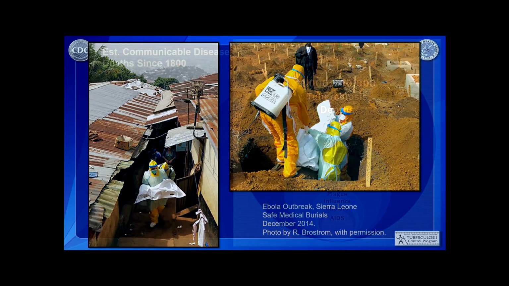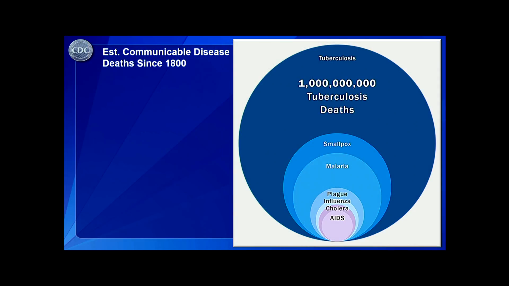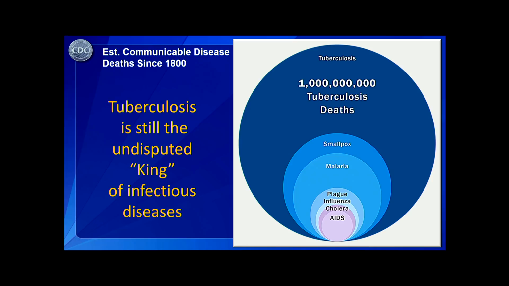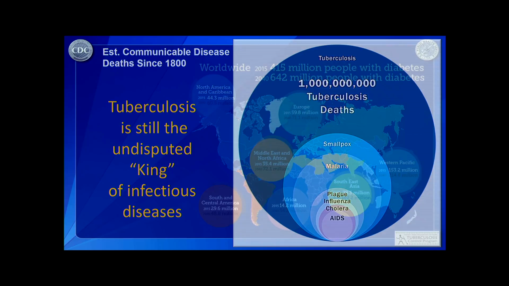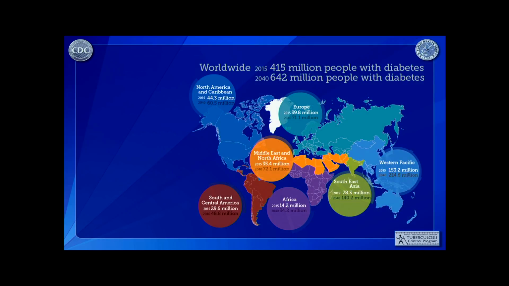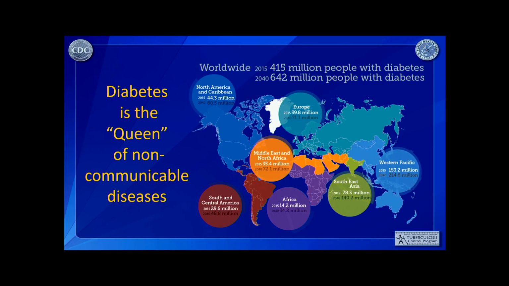And a reminder that if we look at the number of deaths from communicable disease since 1800, tuberculosis is still the undisputed king of infectious diseases. Anil gave a great talk a couple days ago at our NIH sponsored meeting and talked about diabetes and how it is really one of the central and key indicators for NCD success. So I'm calling diabetes the queen of non-communicable diseases.